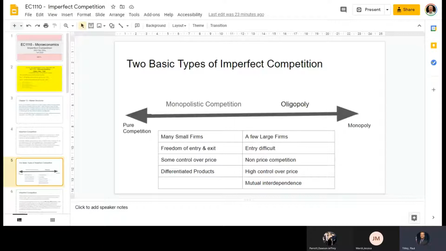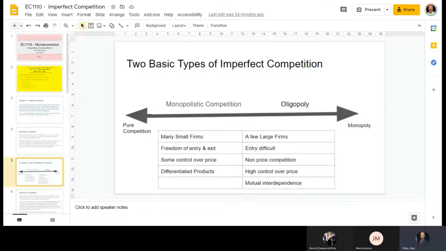Most companies that we deal with in North America, in our neck of the woods, in the civilized world, in the first world, in the developed countries, fall into this category of imperfect competition, which is the middle ground between the two. And within that middle ground, we can define two broad categories. Towards the pure competitive side, we've got something called monopolistic competition. Monopolistic competition is characterized by a lot of small firms in the business, a lot of freedom of entry and exit, very similar to pure competition.